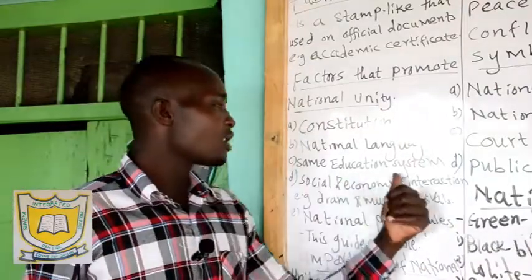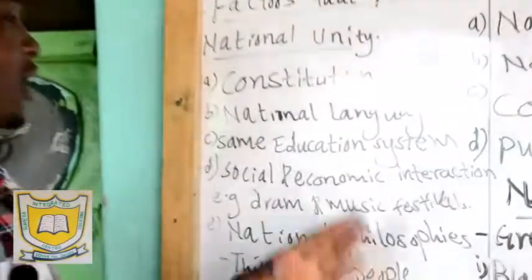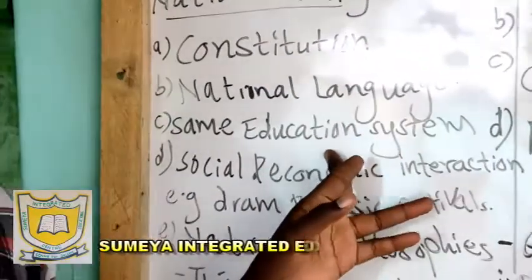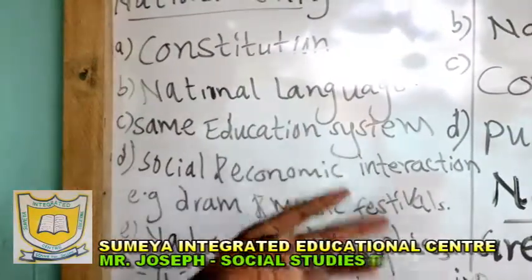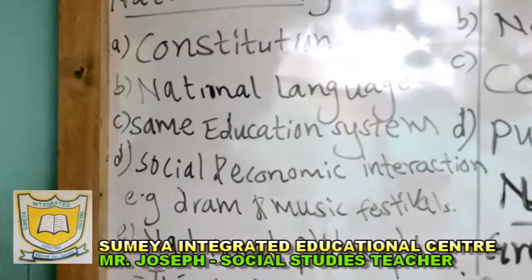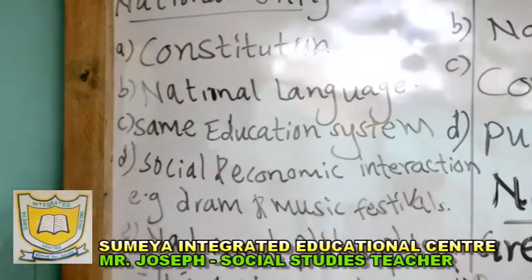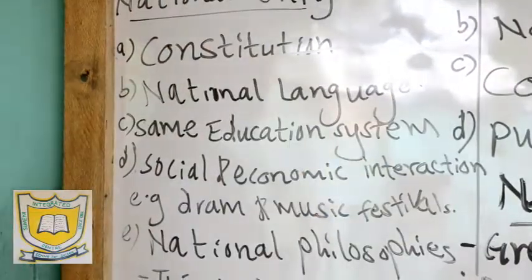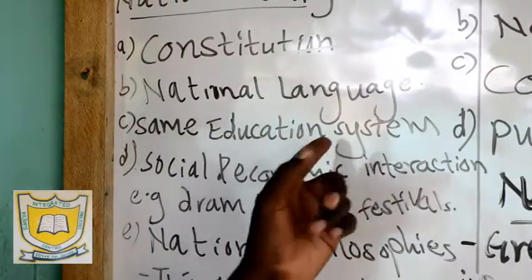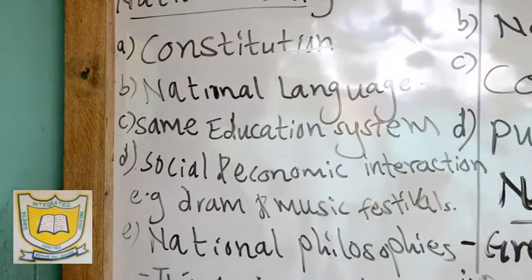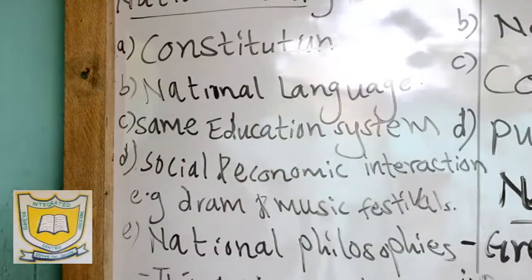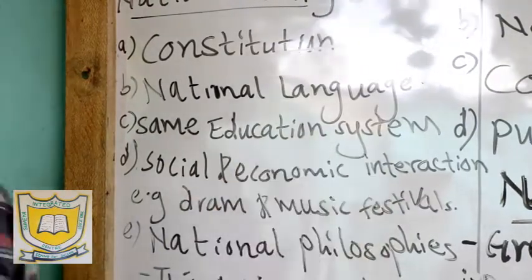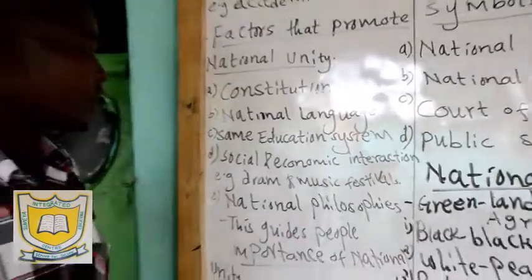Then we have the same system of education. So whatever somebody is learning in Northeastern is what somebody is learning in Maasai land, in Turkana, in Mombasa, everywhere in the Republic. So we have the same system of education. This system of education promotes unity because people from different communities come together to acquire education, which is just the same system like that.